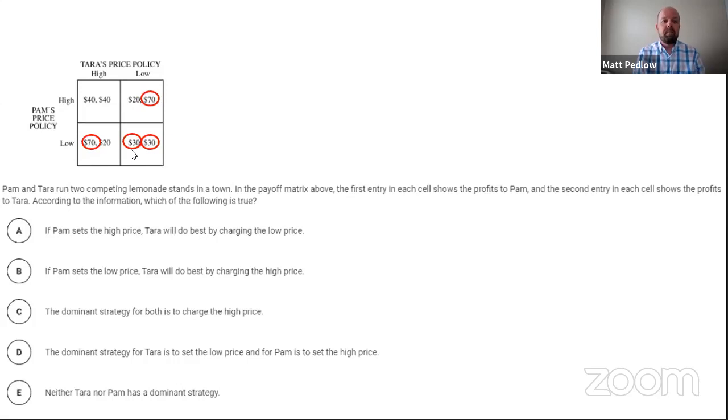Why don't they? Because Pam is scared. Say she and Tara agreed, and Pam says, oh, it's great, Tara promised me we both go with a high price, we're in for $40 in sales, this is wonderful. But if she sets a high price, Tara's smart, she's going to go low. Pam's only going to get $20 at the end of the day, and Tara's got $70. That's why there's incentive to cheat, which is why, going back to the talk about cartels, if there's a threat of violence, maybe that doesn't happen. But in business, hopefully there isn't. So when you look at these, if Pam sets a high price, Tara will do best by charging a low price.